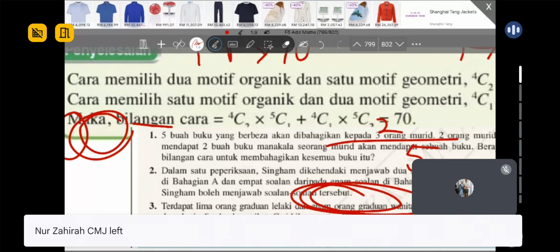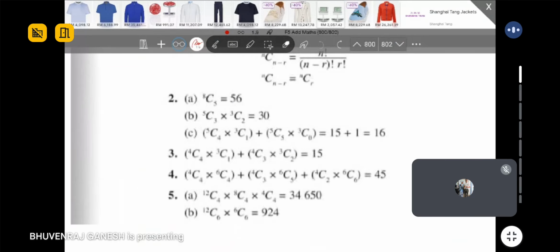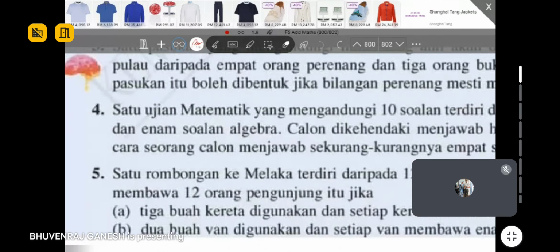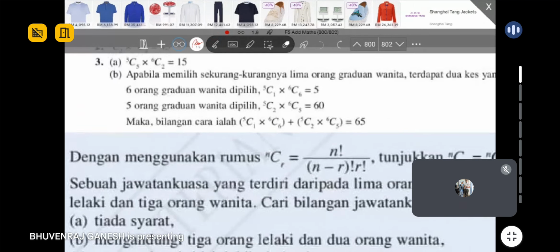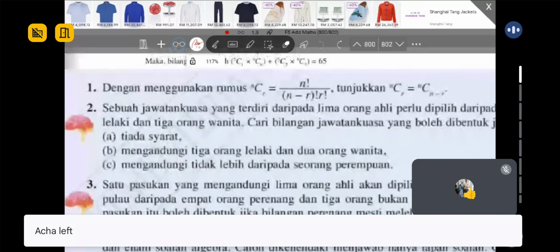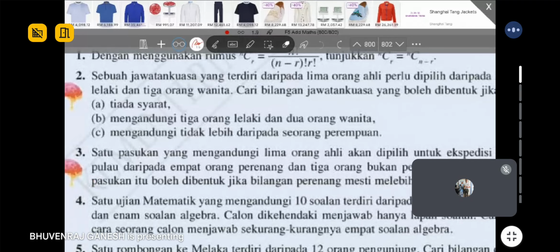Okay, so the answer is this one. You can check the answer. So you will have two cases like this. Okay guys, are you all clear for this question? Boleh dapat? Very good. Okay guys, so now we see the last 5 questions for today on combination.